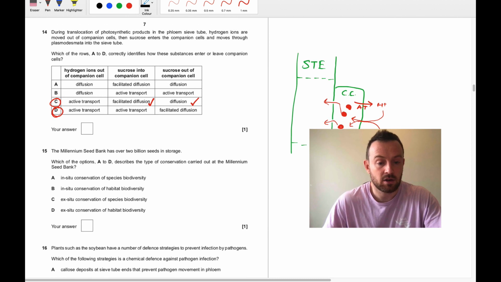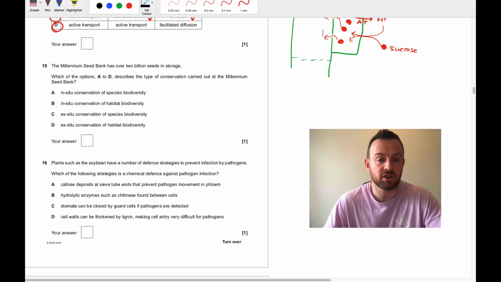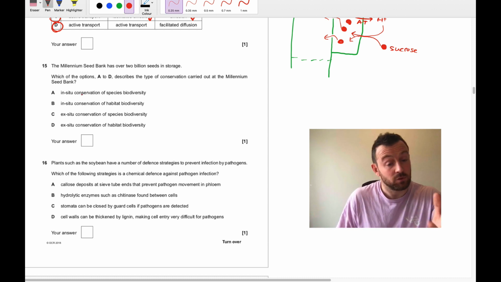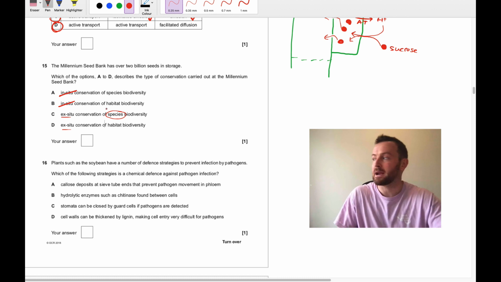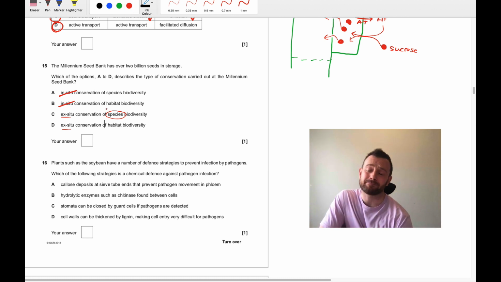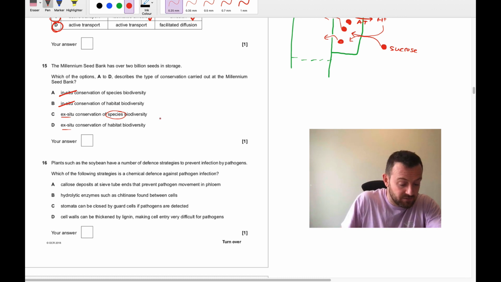Millennium Seed Bank has over 2 billion seeds in storage. Which of the options A to D describes the type of conservation by the Millennium Seed Bank? Okay, well, first of all, is it in situ or ex situ? It is not in situ, because that's like conserving a rainforest where it is, in the place where it is. So it's definitely not in situ. It is ex situ. But is it conserving species or habitats? Well, it's conserving species, because a seed bank can't preserve a whole habitat. It's just preserving the species that might go into that habitat. So the answer is 15C.